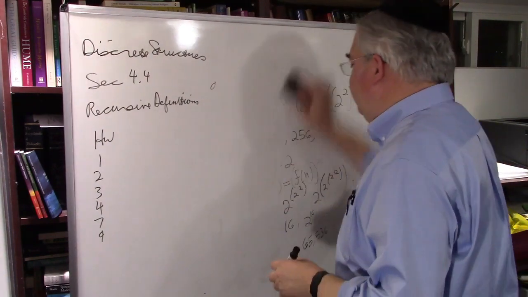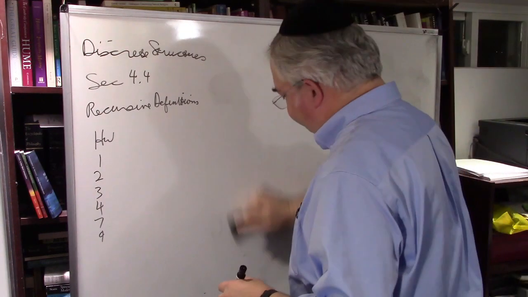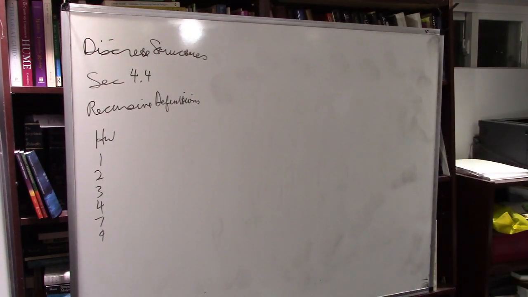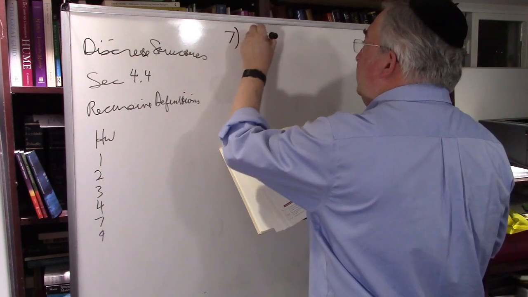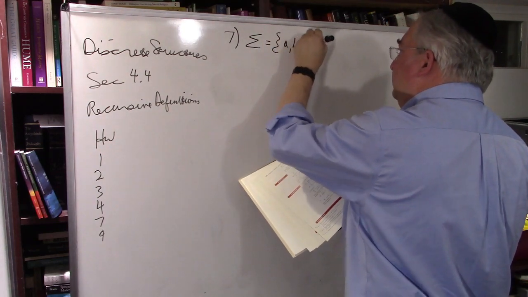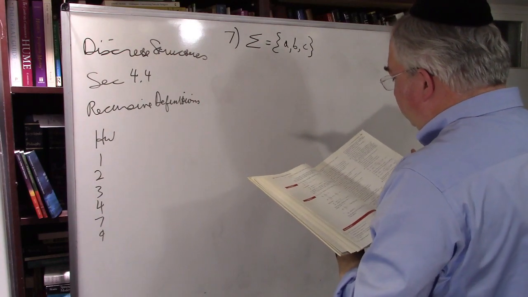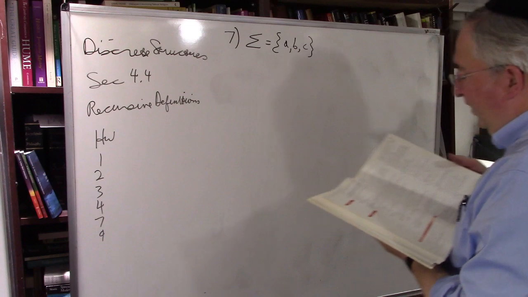Number 7. Here we get into languages. You ready? This is number 7. Sigma is equal to A, B, C. You get a bunch of words. And Sn denotes the number of words of length n that do not contain the string AA.